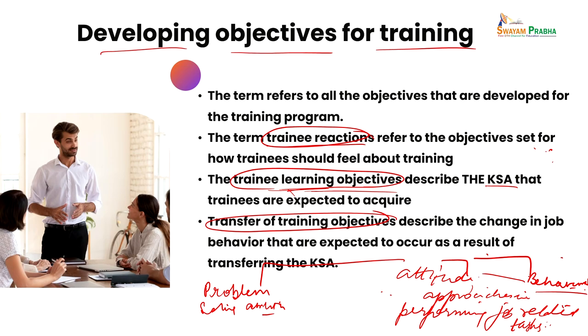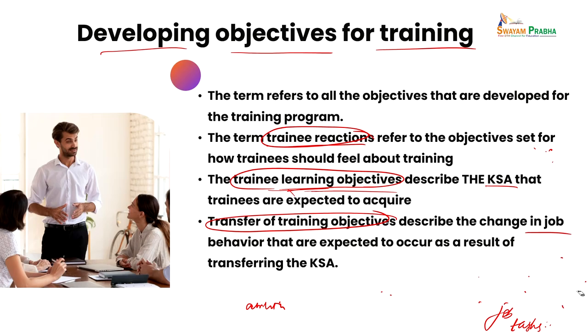Then the third term is transfer of training objectives. Transfer of training objectives describe the change in job behavior that is expected to occur as a result of transferring the KSAs. It's very important for us to let people know what the transfer of training objectives would be, that is, how the trainees would be able to apply the acquired knowledge, skills, and techniques to perform job tasks efficiently.